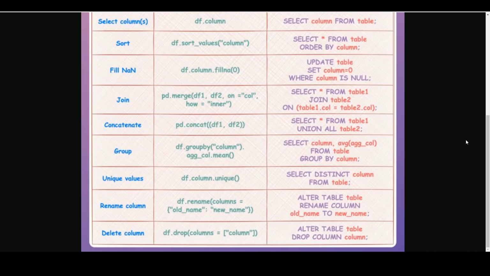You can easily rename from old name to new name, similar in both SQL and Pandas, whereas for the delete one, in Pandas you use the drop statement, and in SQL, if you're dropping a column, you use alter table, which is a DDL or data definition command. If you want to delete the data instead of a column, you use the delete statement.